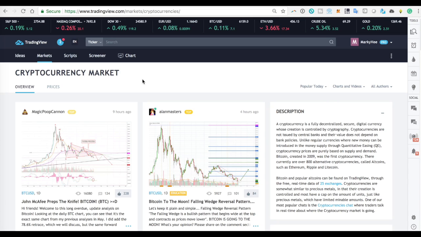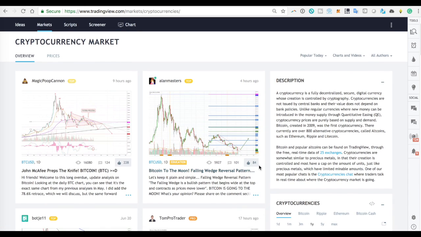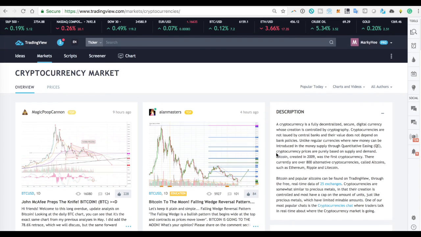So on this page, you can see what other people are looking at and how they're interpreting the charts and the indicators. Using those together will help ramp you up very quickly.